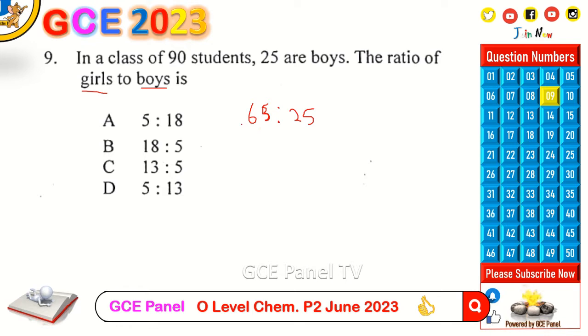So 5 can go into 65 13 times. And 5 can go into 25 5 times. We are dividing both sides by 5. Okay? So when we divide both sides by 5, this is what we have. So we can express it as a simple ratio. So the ratio is going to be 13 to 5. So the ratio is 13 to 5.